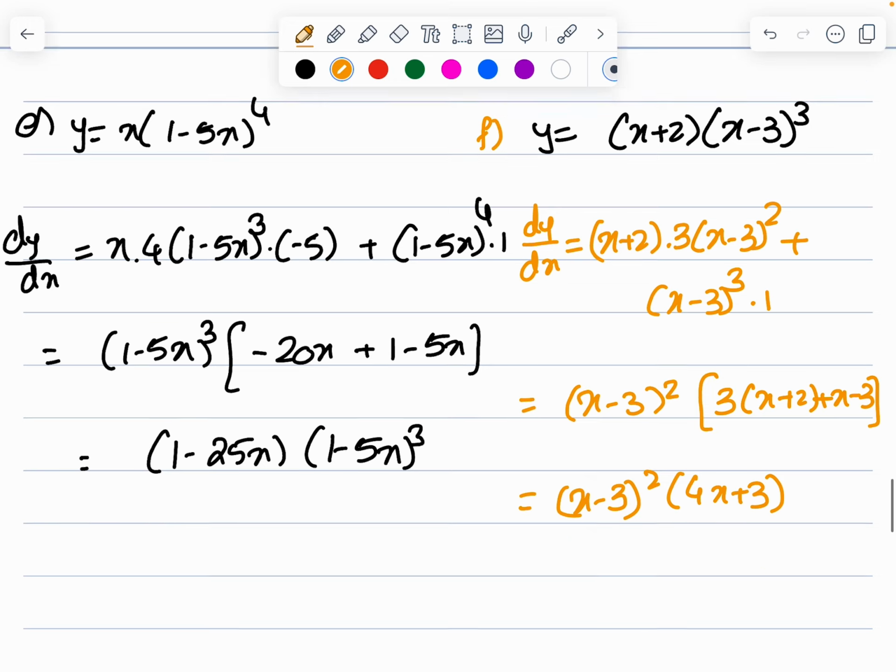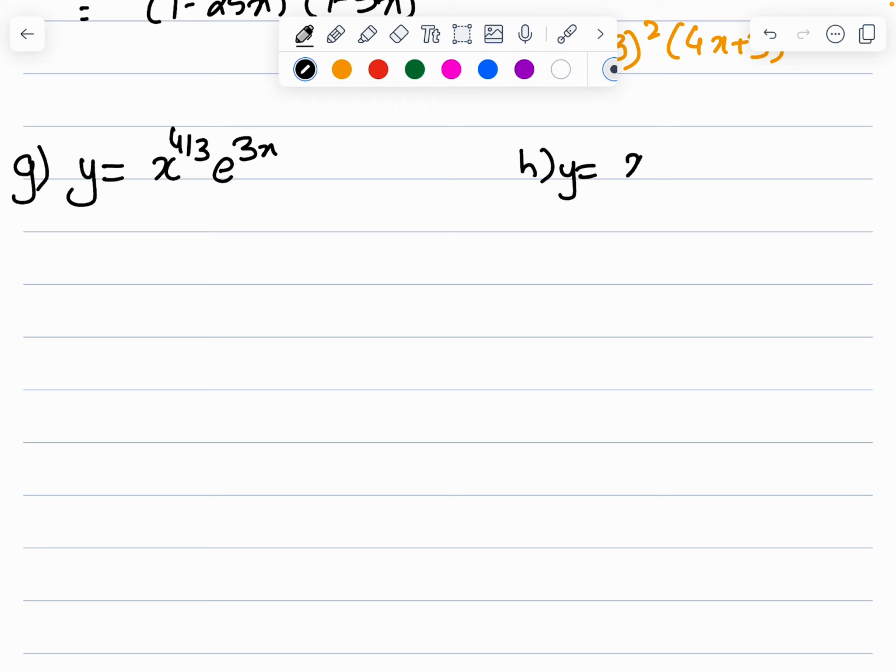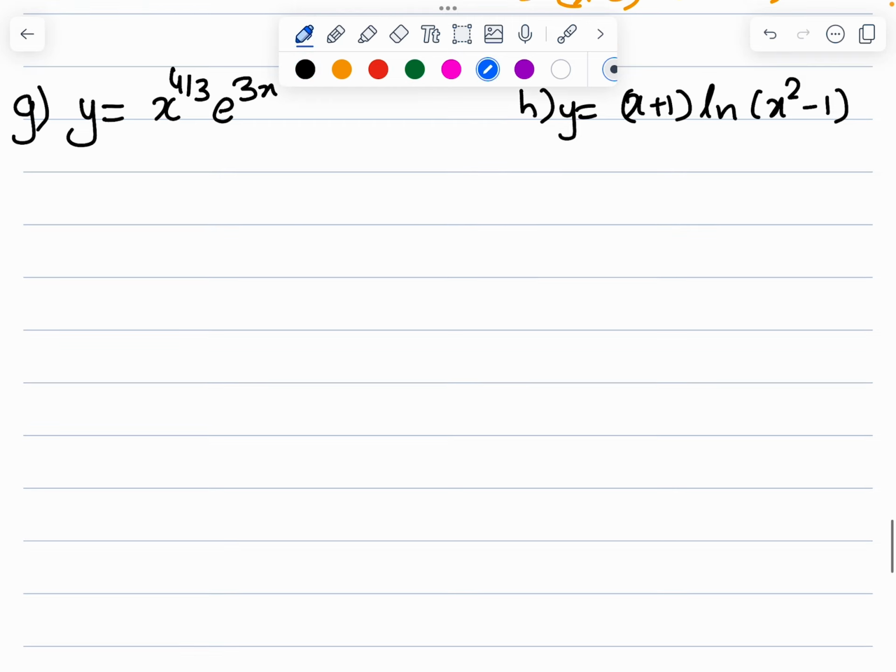Now we do 3 more questions of this kind, then we will be wrapping it up for the next module. y equals x power 4 upon 3 times e power 3x. That is G, and H is going to be y equals (x plus 1) ln (x square minus 1). So what should be that? dy/dx. See carefully how I am solving it.